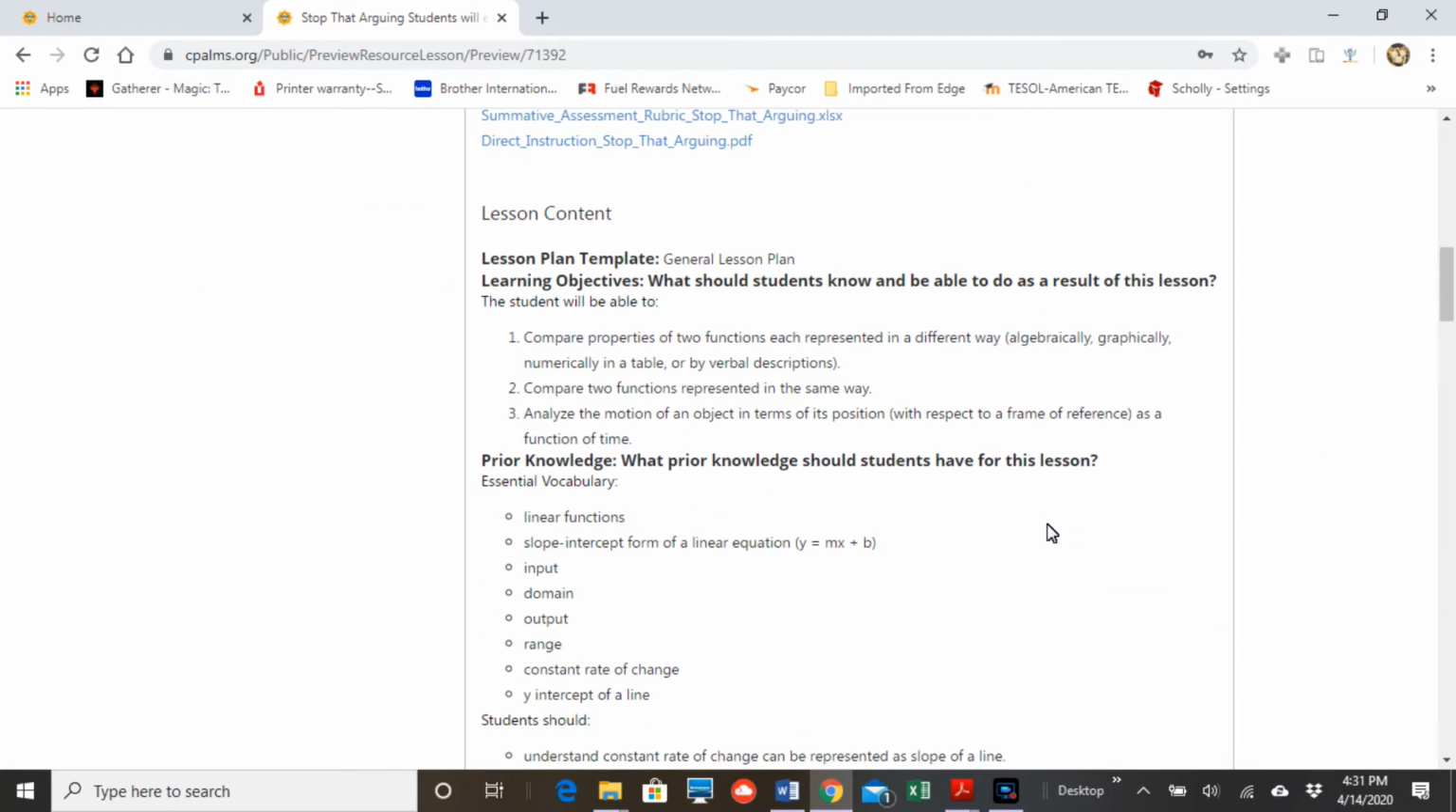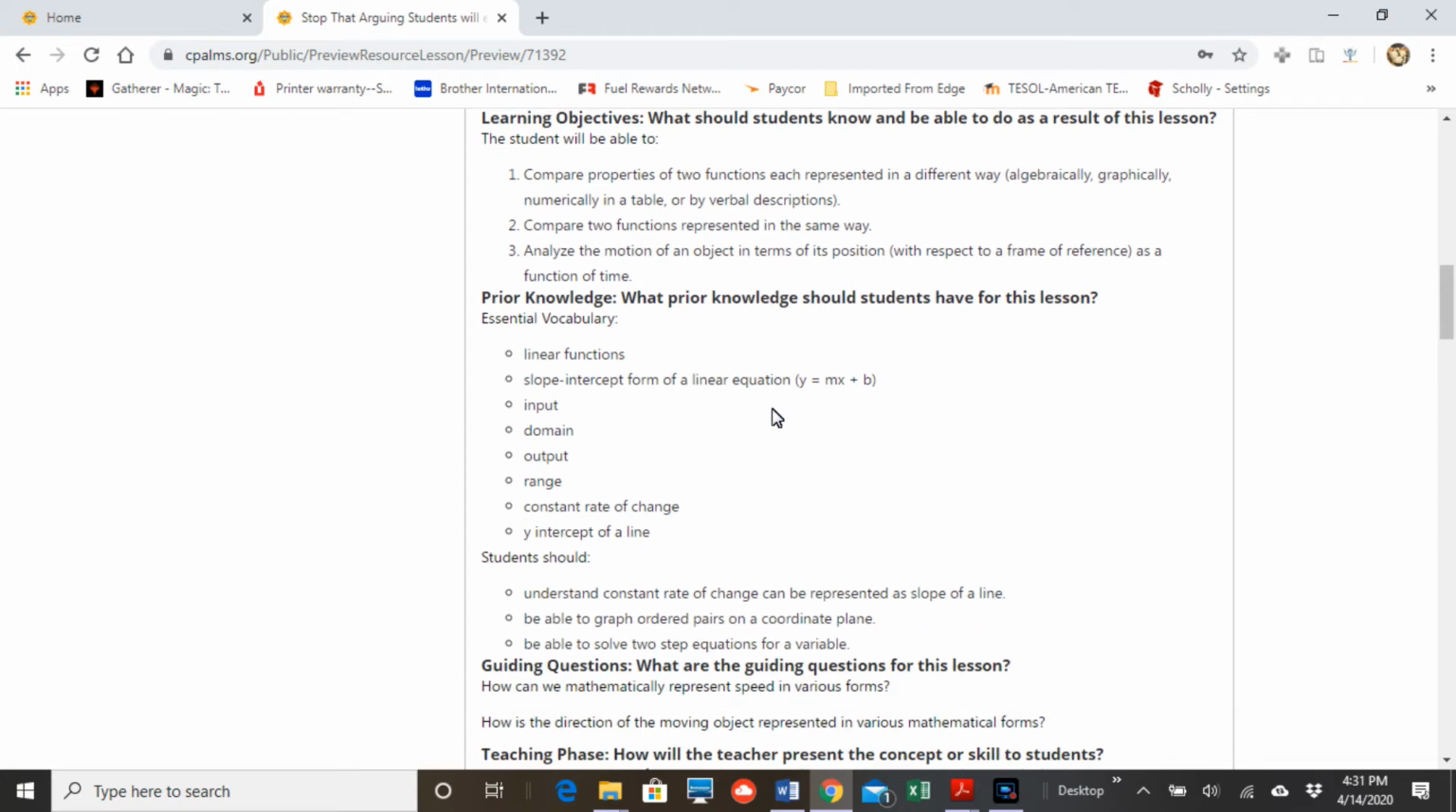Furthermore, here is the lesson content, the learning objective. What should students know and be able to do as a result of this lesson? Here is the learning goal. This is on the dry erase board in the classroom. The teachers have to put on there what the learning goal is. So this is going to be the learning goal. The students will be able to compare properties of two functions. They're going to need to do all this.